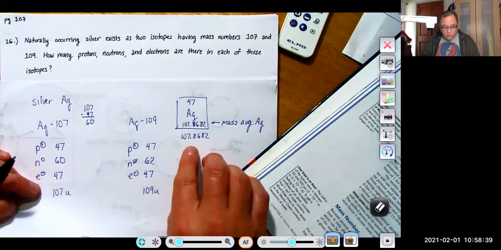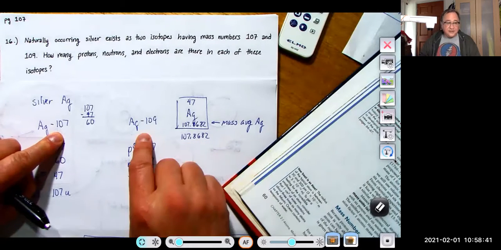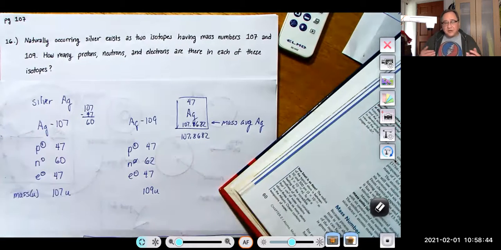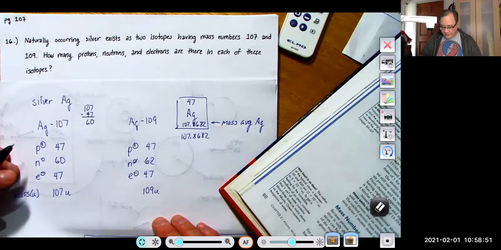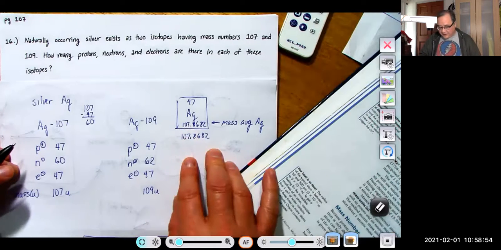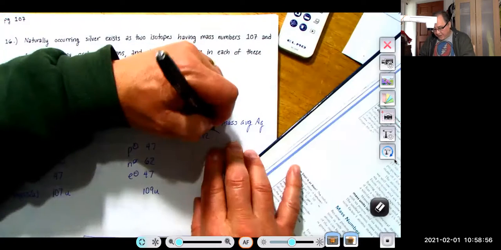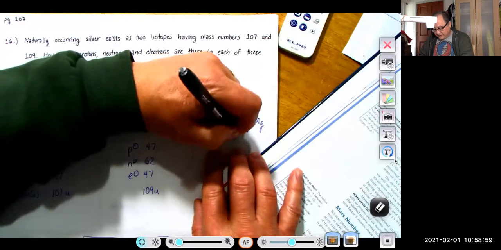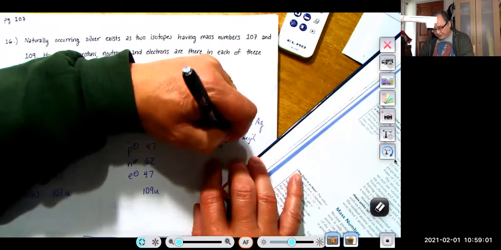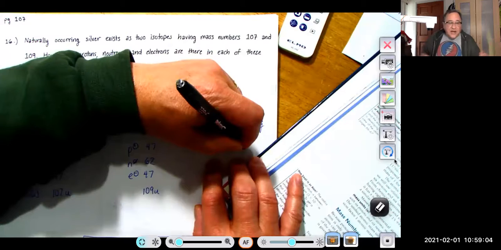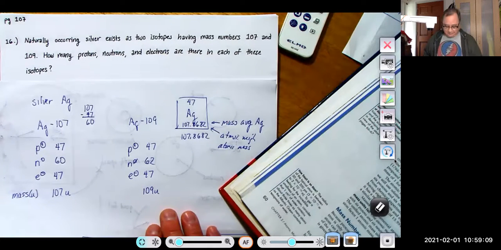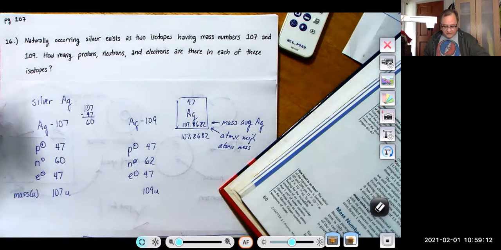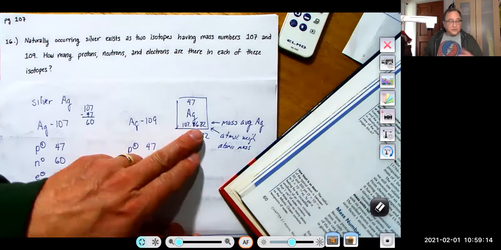Well, it turns out that there's more 107s than there are 109s. So if there's more 107s than 109s, the average mass is going to be lower than 108, and it'll be closer to 107 than it is to 109. So this number at the bottom is called the atomic weight or atomic mass. So the mass of an average atom based on how many there are of each isotope. All right, that wasn't asked here, but I wanted to give you an explanation for what that bottom number was.